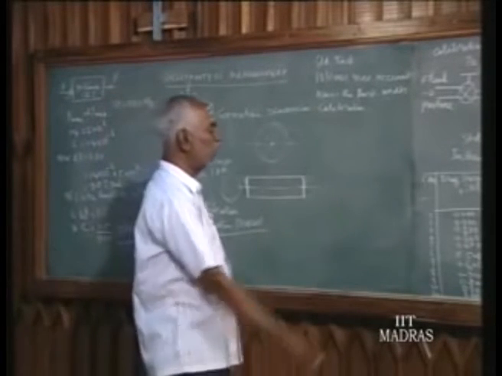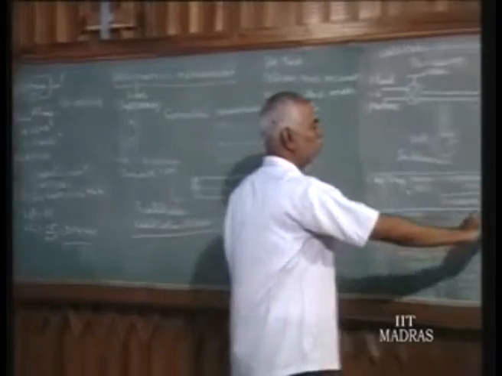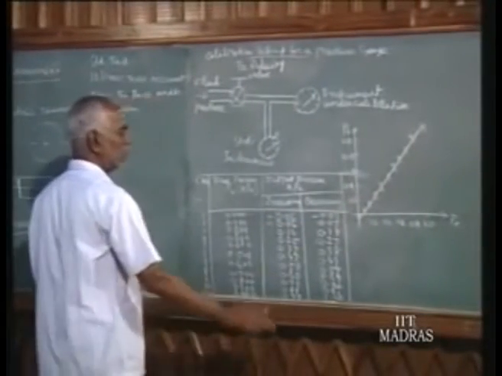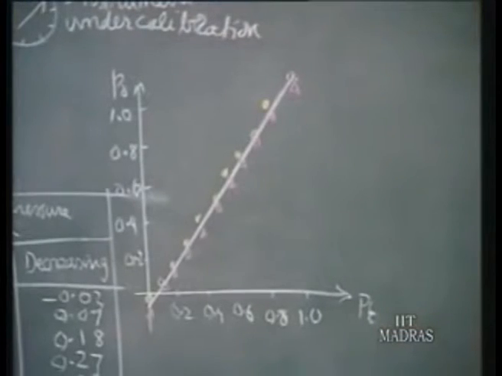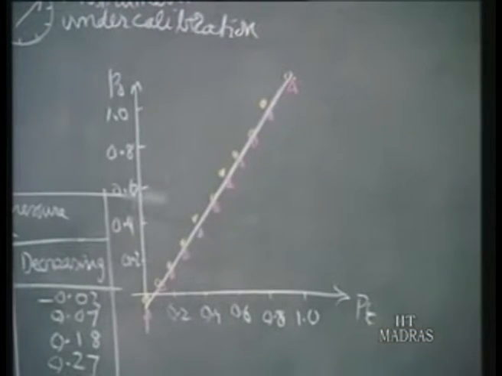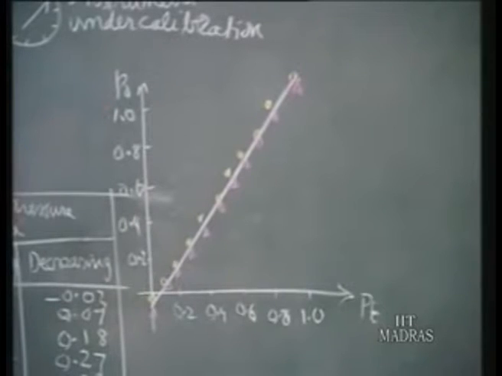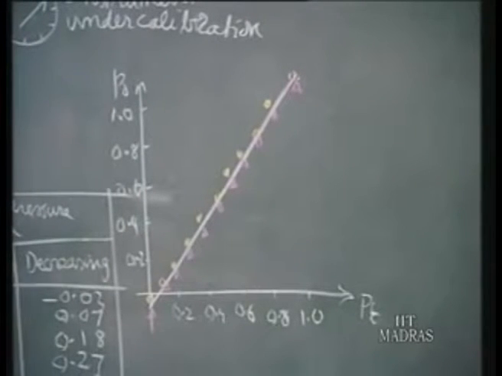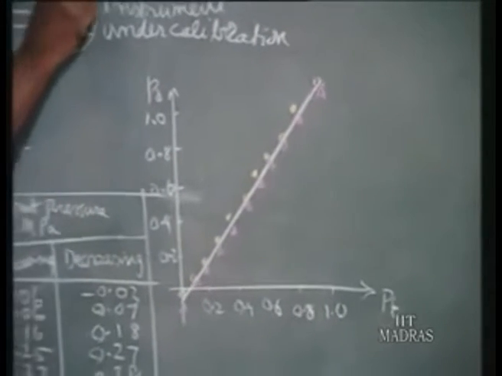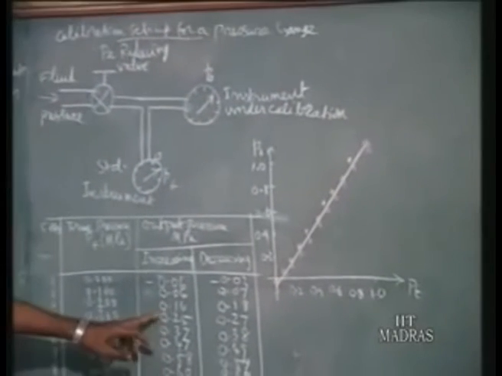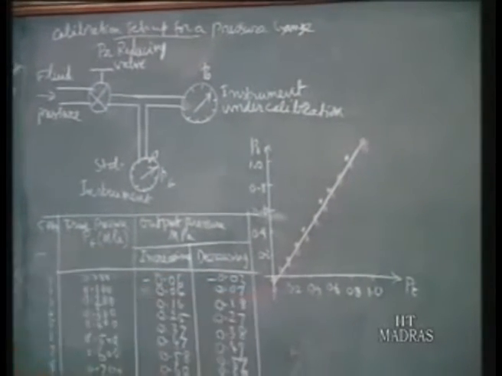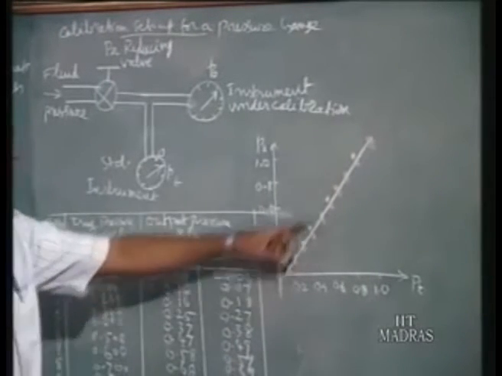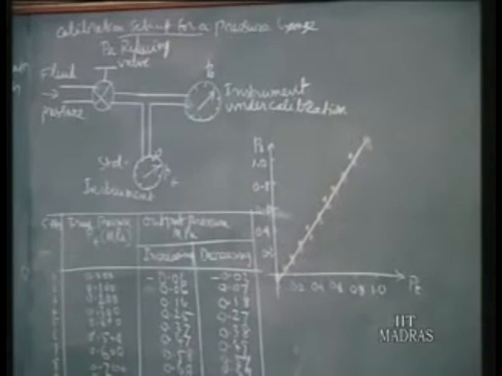Next we plot these values in a graph, somewhat like this. The x-axis is the theoretical value, that is what is shown by the standard instrument, and the y-axis is what is indicated, that is the output pressure. This is PT readings, this is PO readings, plotted here. The red or pink color represents the increasing readings, and the decreasing readings are shown in yellow.